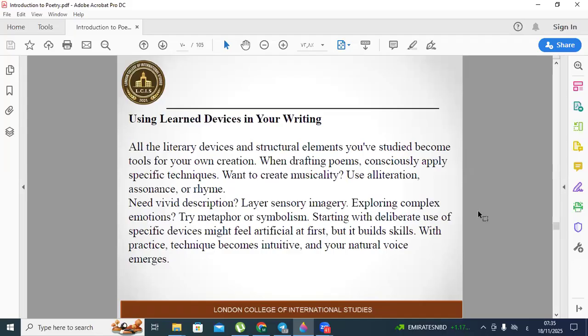You might think, I'm trying too hard. This feels forced. This is normal. It builds skills through conscious practice. With practice, technique becomes intuitive and your natural voice emerges. It's like learning to drive a car. At first, you consciously think about every movement, but eventually it becomes automatic and you develop your own driving style.